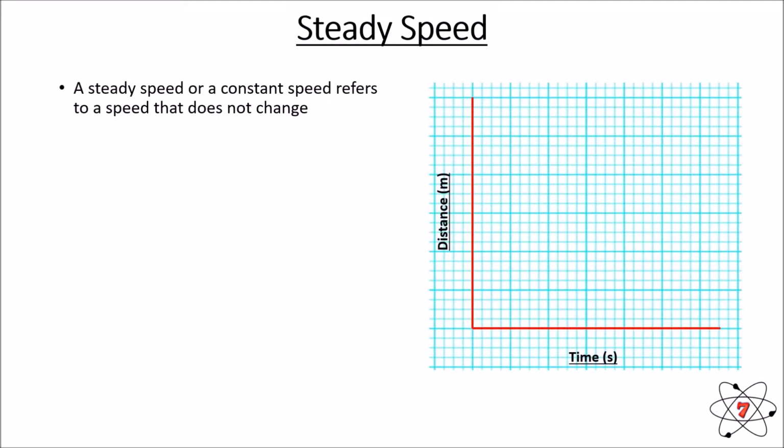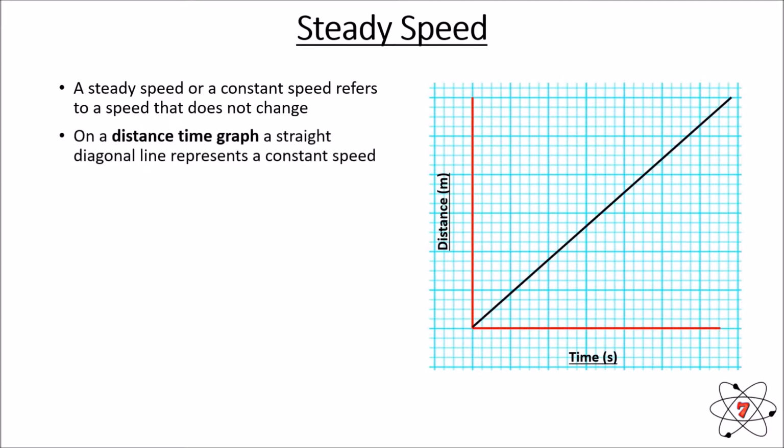So we're going to have a look at distance time graphs and the patterns you might see. The first thing that we need to look at is what we call a steady speed. A steady speed or a constant speed is a speed that does not change. On a distance time graph, a straight diagonal line represents constant speed.